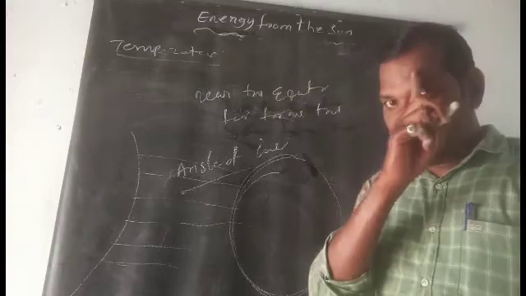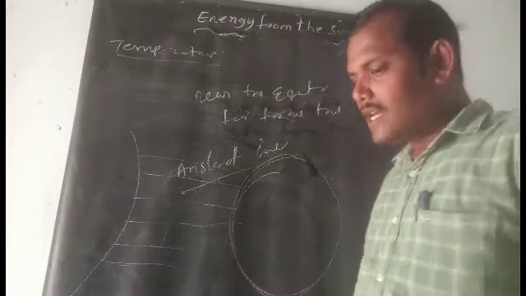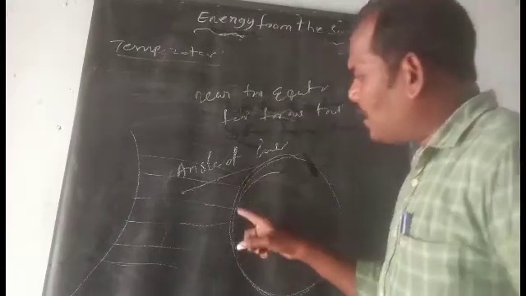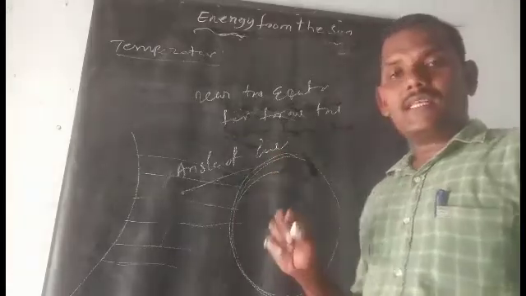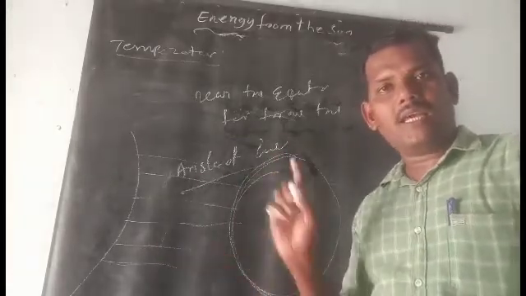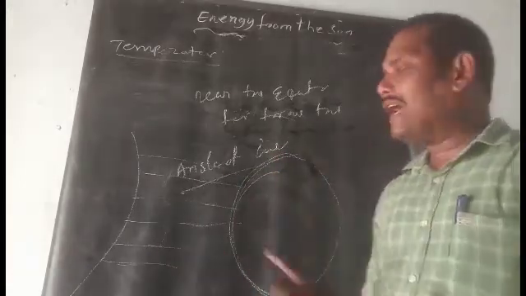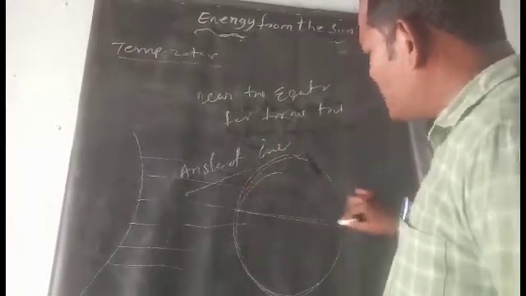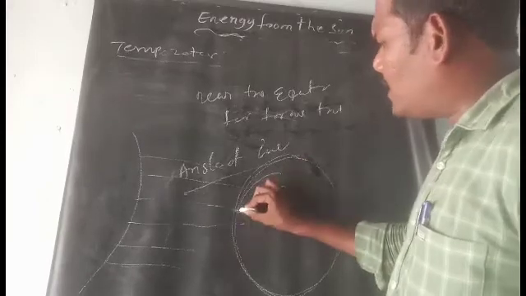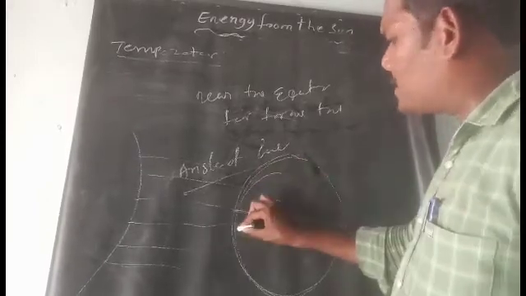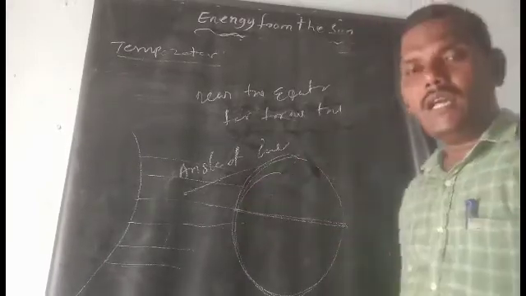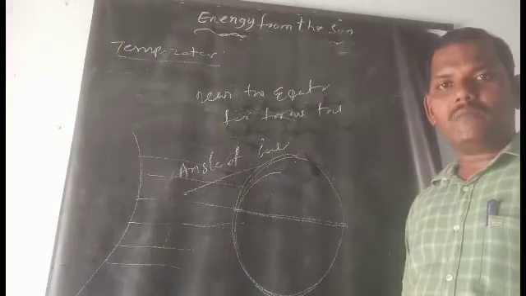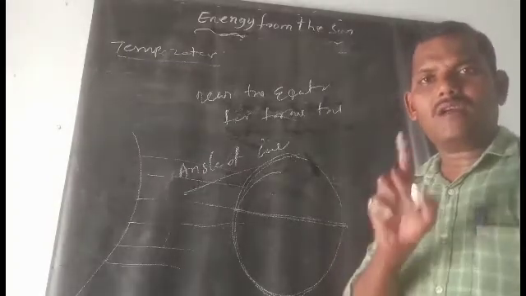Because of the curvature of the earth, in some areas the sun rays fall directly on the earth, and in some regions the sun rays fall slightly on the earth. Yes, just recall angle of incidence. So in this class, the regions nearer to the equator get very high temperature, and regions far from the equator get low temperature, because low insolation occurs there.